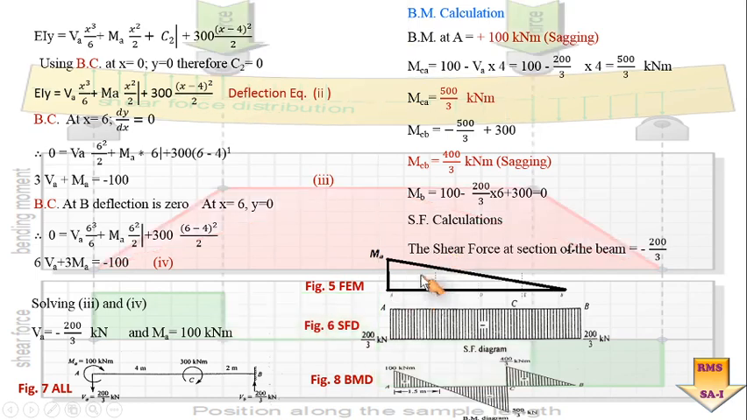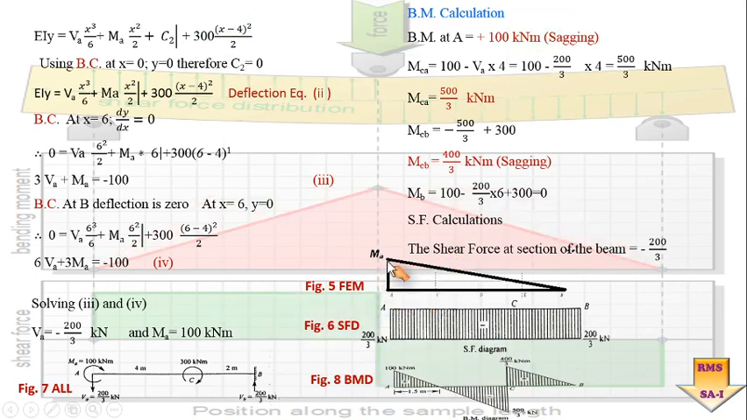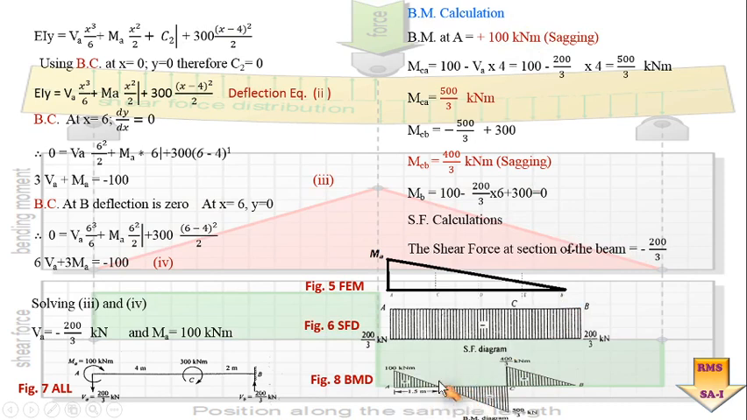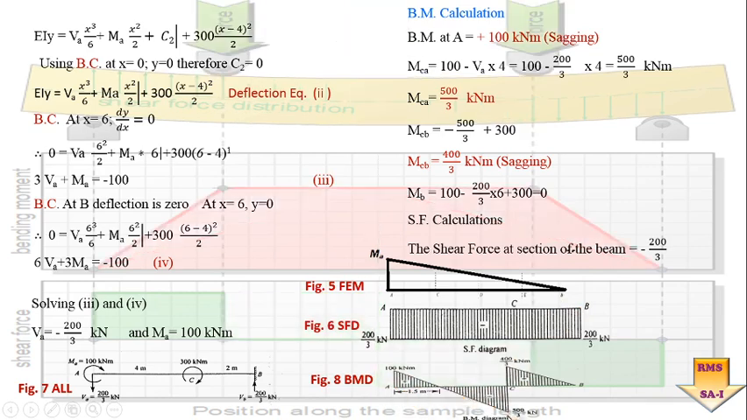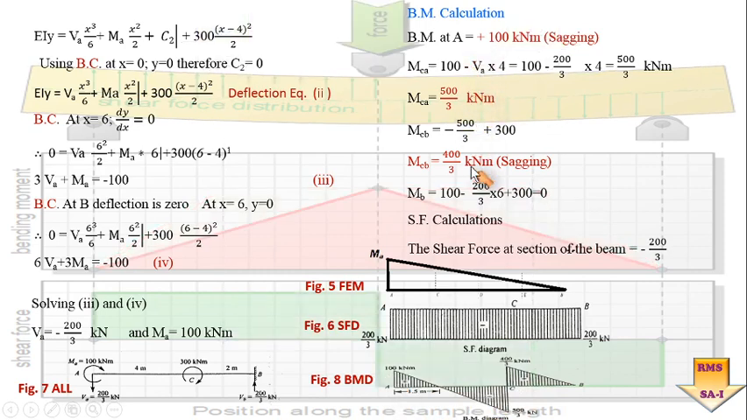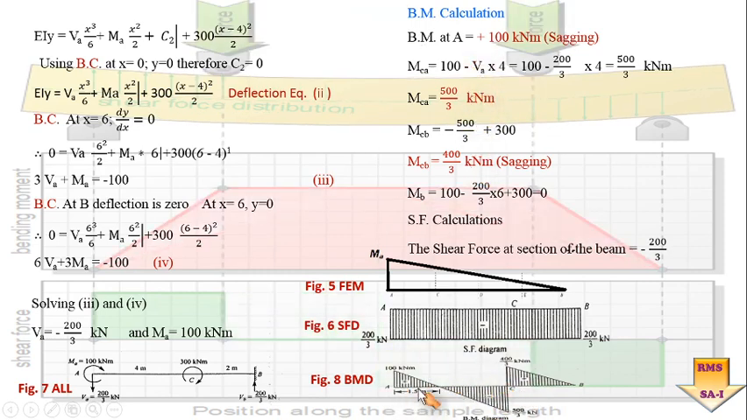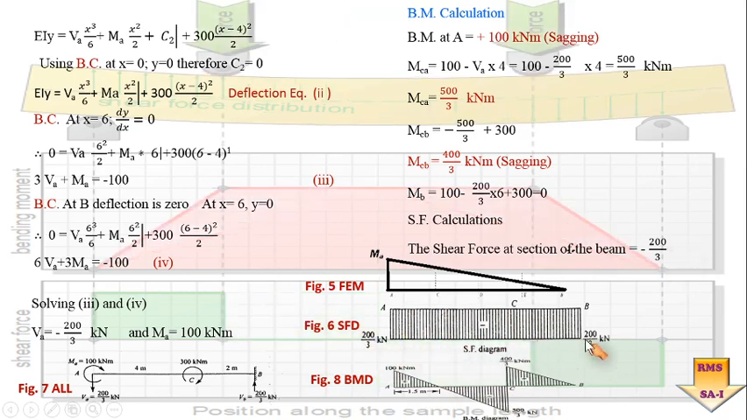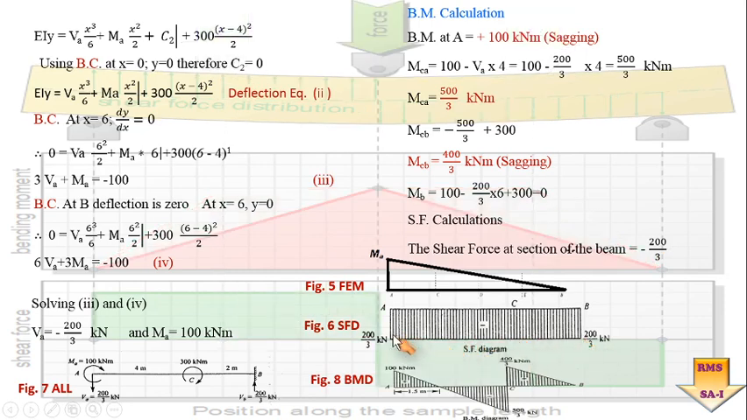So here I have shown in figure number 5 the fixed end moments, MA equal to 100 and MB equal to 0. Similarly, from the bending moment calculation I have found the values of the bending moment at A, C and B. So you can see I have plotted all these ordinates and drawn the bending moment diagram for the total beam. In figure number 6 I have shown the shear force diagram. Here VA and VB are the same, so 200 by 3 and 200 by 3 are the shear forces at points A and B.